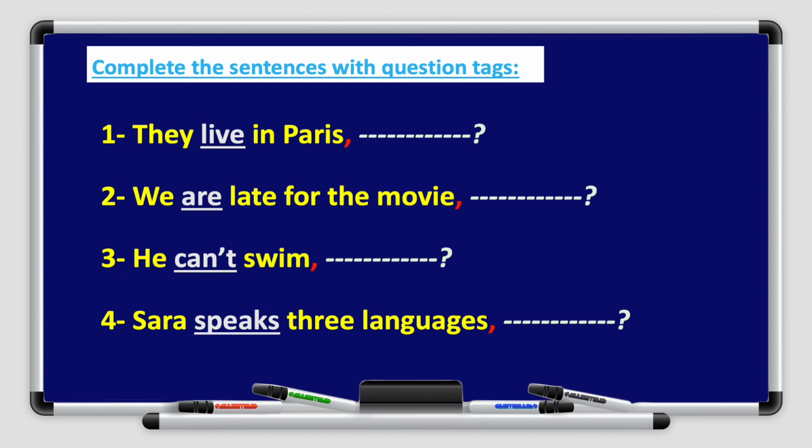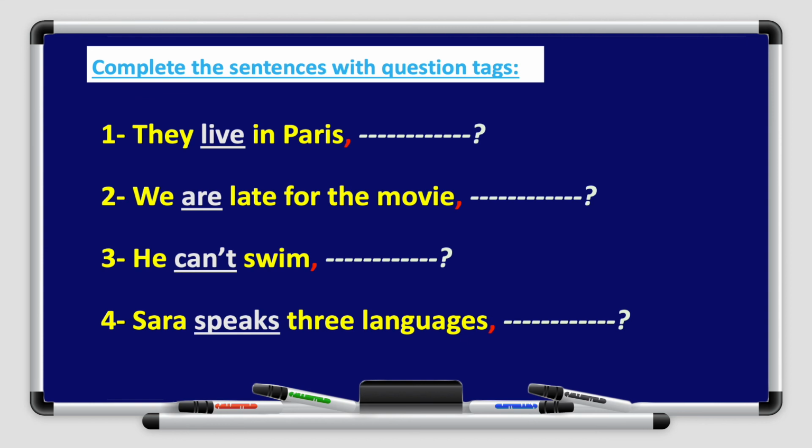Now, let's apply what we have learned together. Complete the sentences with question tags. Number 1, they live in Paris. Number 2, we are late for the movie. Number 3, he cannot swim. Number 4, he speaks 3 languages. I advise you to try to do it by yourself, then check your answers with me.